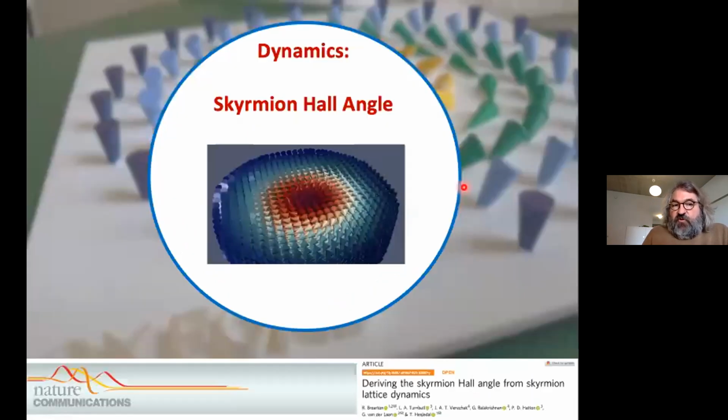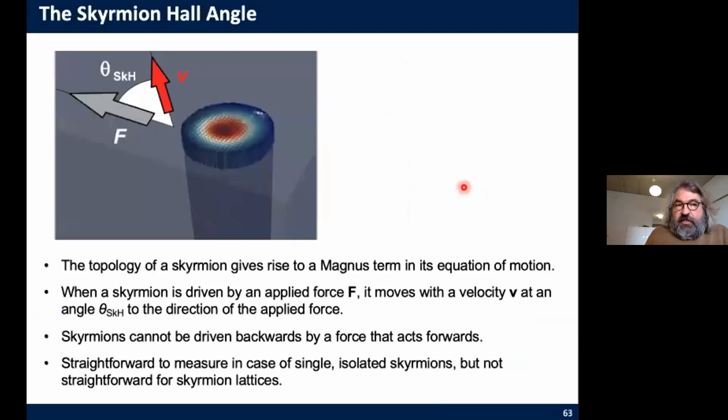What we've used it for is to measure, in fact, the so-called skyrmion Hall angle. This is an interesting feature of skyrmions in that their topology gives rise to a Magnus term in the equation of motion, meaning that if you drive the skyrmion in a certain direction with an applied force F, it moves in another direction. And the angle between the 2 directions is called the skyrmion Hall angle, which is easy to measure if you have single skyrmions.